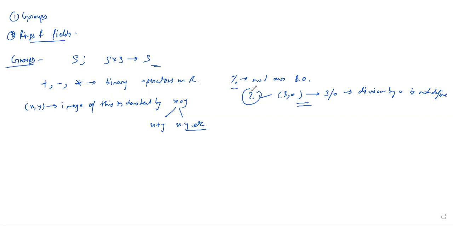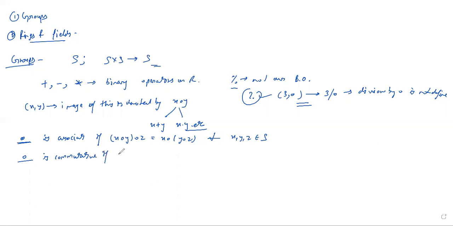Now let's see that o is associative. The binary operator o is associative if (x o y) o z equals x o (y o z) for all x, y, z belonging to S, and the binary operator is commutative if x o y equals y o x for all x, y belonging to S.